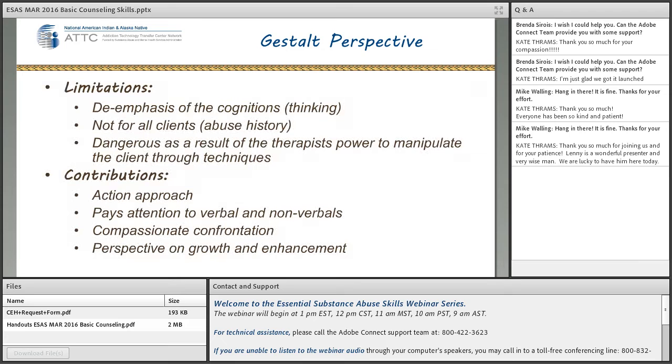We'll go into the limitations. It de-emphasizes the cognitions, the thinking. It's not good to use with clients who have a big history of abuse. Could be physical, sexual, mental abuse. It's dangerous as a result of the therapist's power to manipulate the client through techniques. The contributions are action approach, pays attention to verbal and nonverbals, compassionate confrontation, perspective on growth and enhancement.